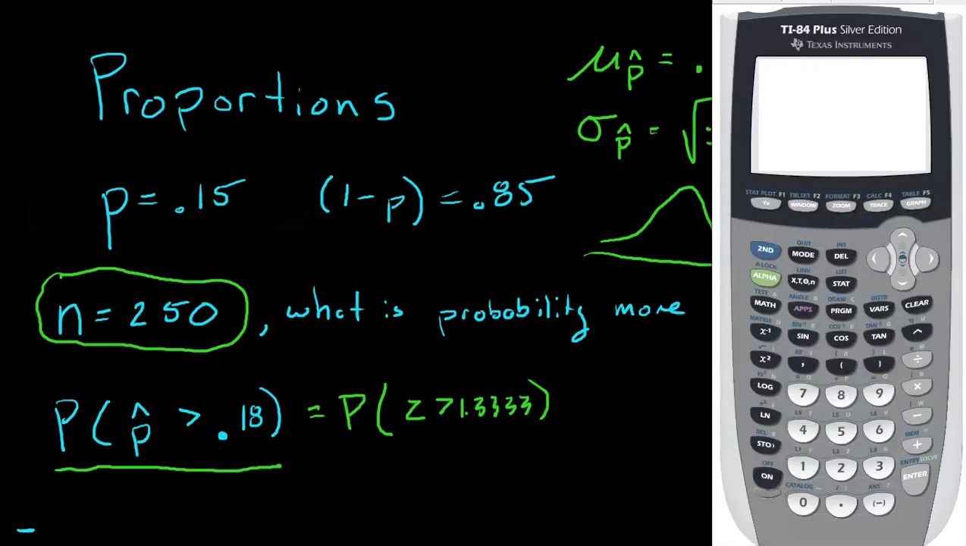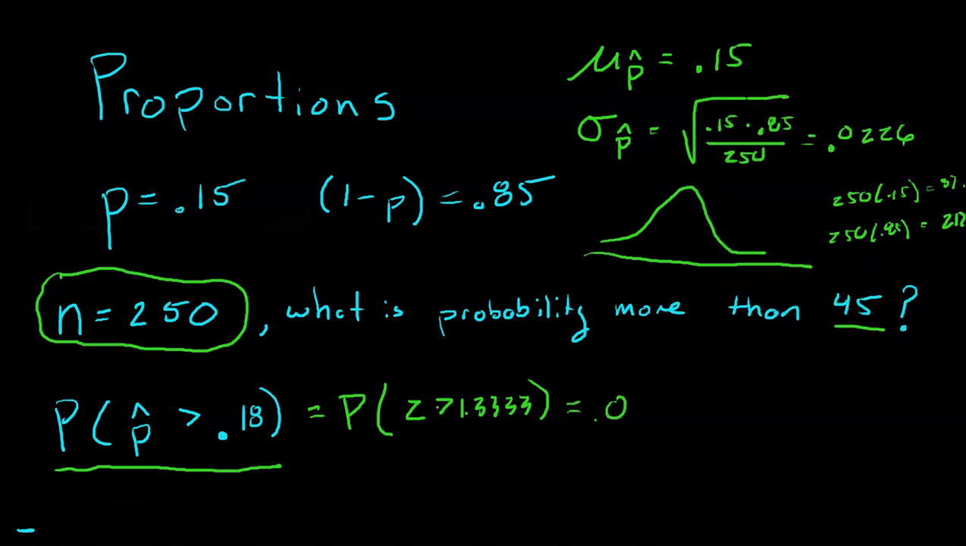You could use a z-table to get that answer, but I'm going to go ahead and grab normal CDF on my calculator. I'm going to do 1.3333, and I'm going to use the upper bound of 99. 99 is acting like infinity because I'm going to go way above. A z-score of 99 would be unbelievably unbelievable, so don't think it'll happen. And I get an answer of 0.0912. So there's about a 9% probability that I'm going to get a sample of green jelly beans that contains 45, 18% or higher, okay? And that's it.